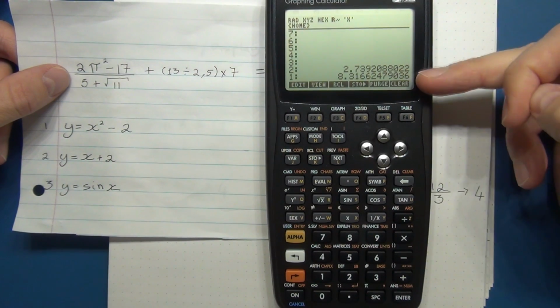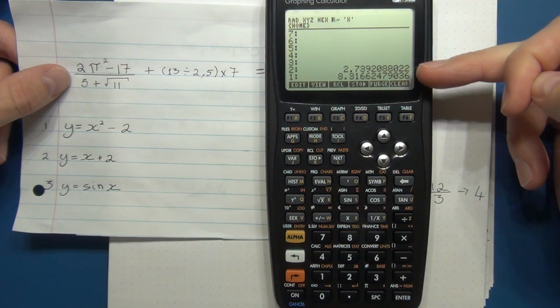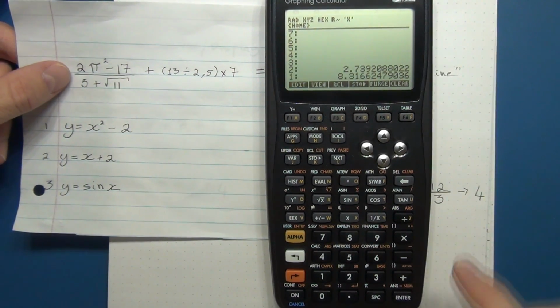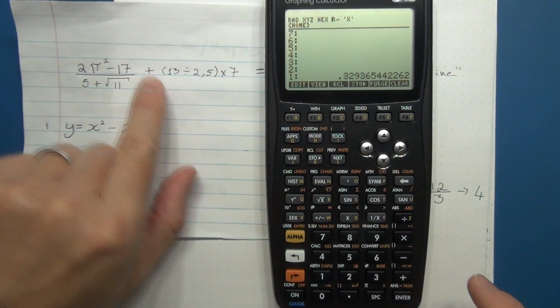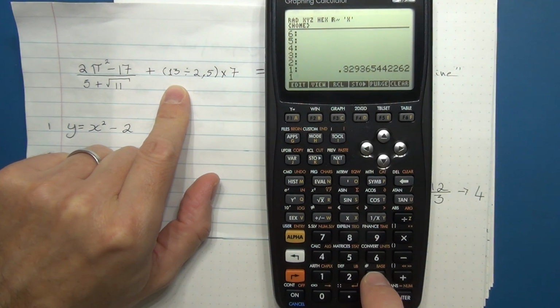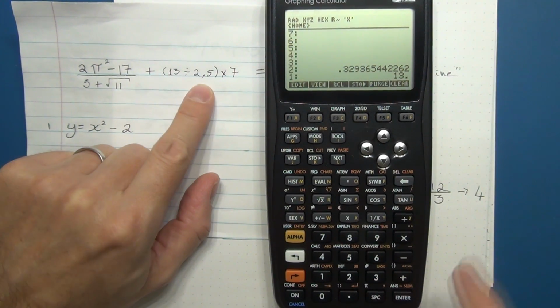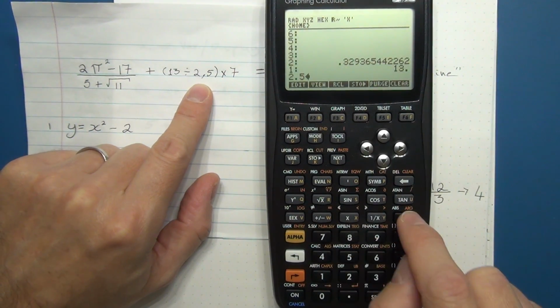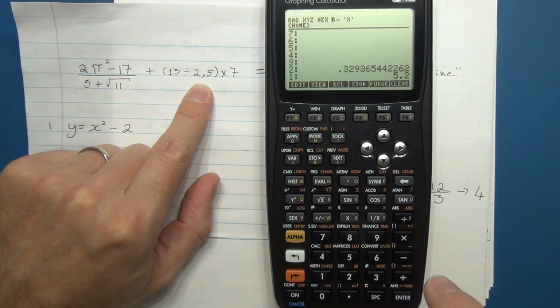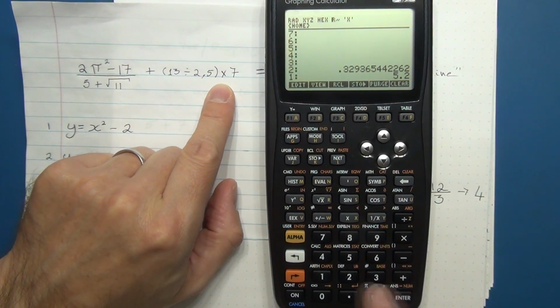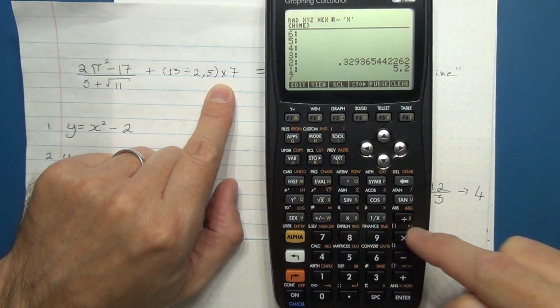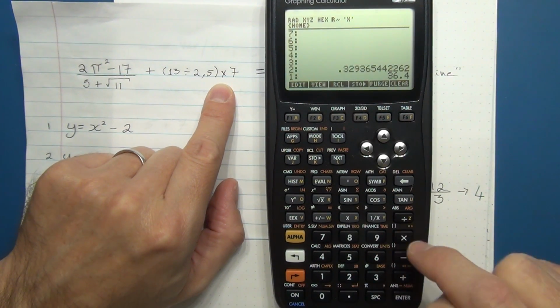We've now got, as you can see, the 2 results on the stack. We can physically see them. And now we simply push the divide key to get that. We then go to over here and we're going to go 13, enter on the stack, 2.5 divide to get that result. That we need to multiply by 7, so it's simply 7, the multiplication button, times.